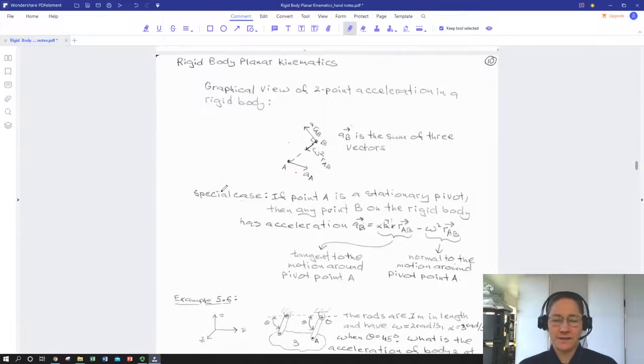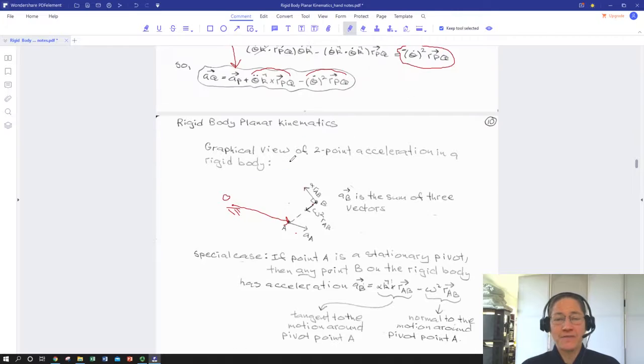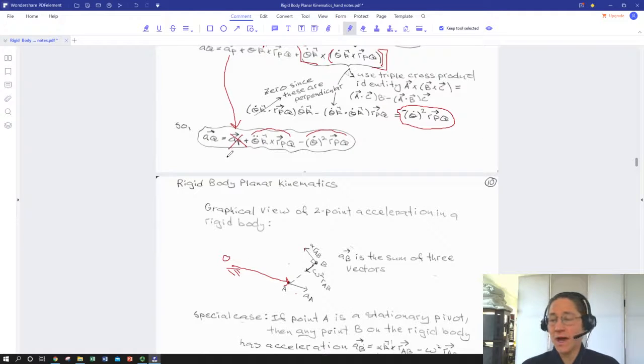Okay, special cases. What if A is stationary? A is fixed, like a fixed pivot. Well, its velocity, its change of position versus some external reference frame with time is going to be, let's put a point O out here. So A is fixed. So its position versus our external reference frame doesn't change with time, so it has zero velocity and it's also got zero acceleration. If that's the case, this term goes away.